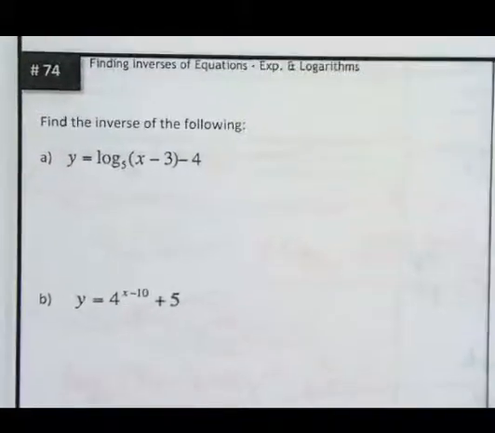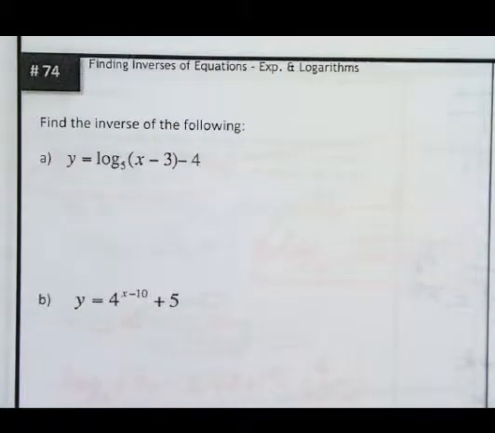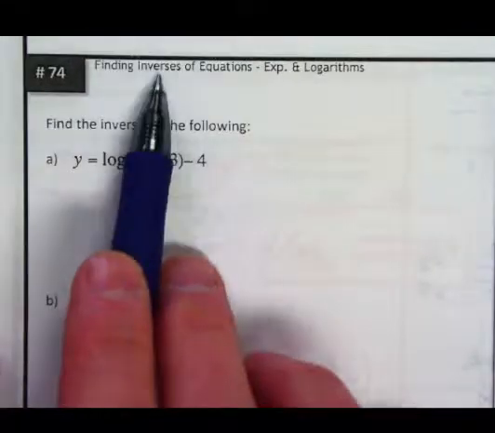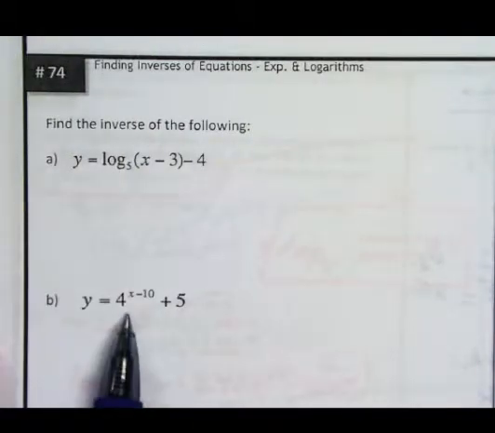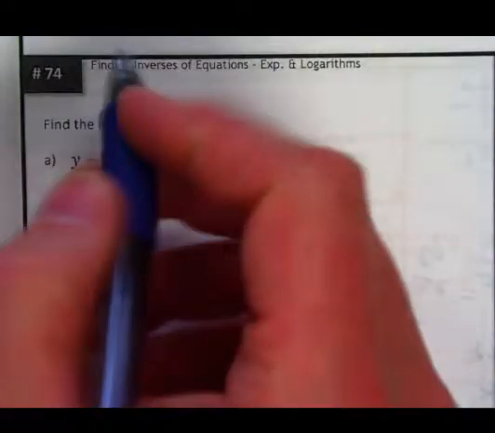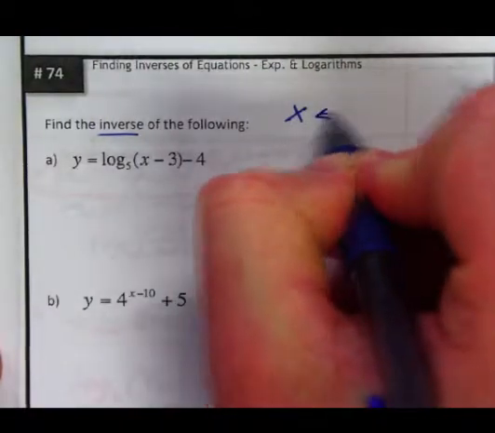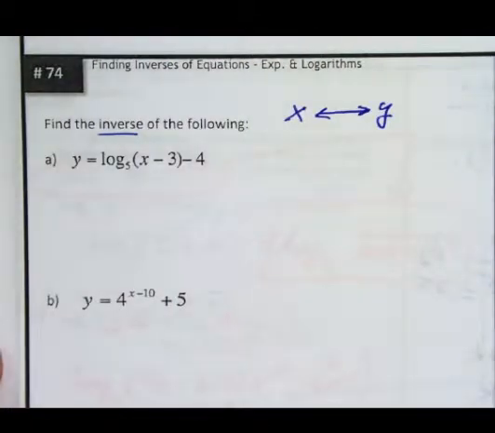All right, let's take a look at the final target for the logarithm and inverse unit. Here, we've been building up all along doing inverses and inverse functions and logs. Well, now let's try to find the inverse equations of logs and exponentials. The rule for finding an inverse is we always switch x and y, we trade places with x and y, and then we resolve for y.